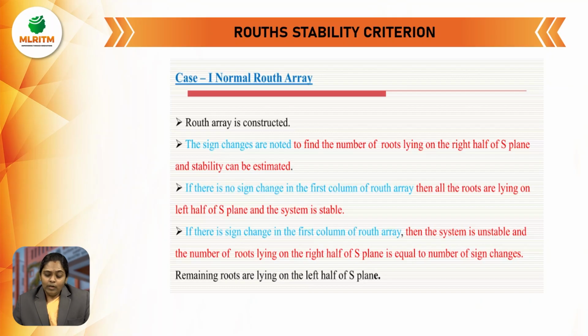In order to understand this, there are some steps to be followed. The first step is we need to construct the Routh array. I'll tell you how to construct the Routh array. After construction of the Routh array, we need to find out how many poles are lying to the right side or how many poles are lying to the left side. This can be done by observing the first column of the Routh array.